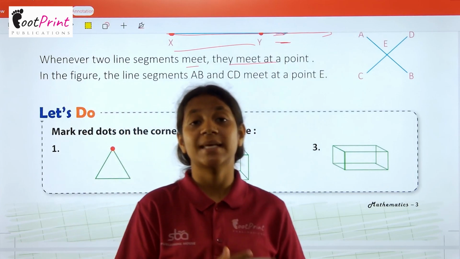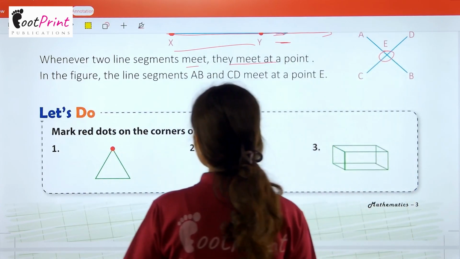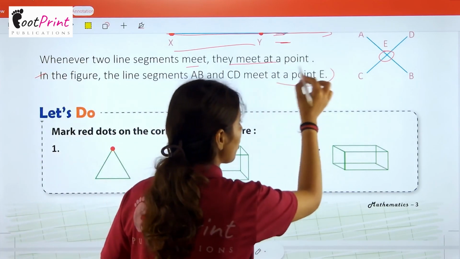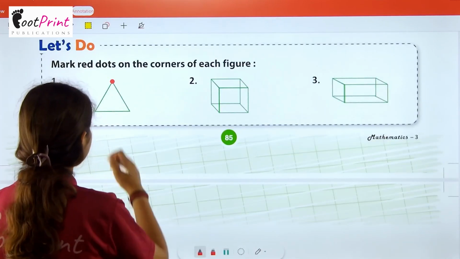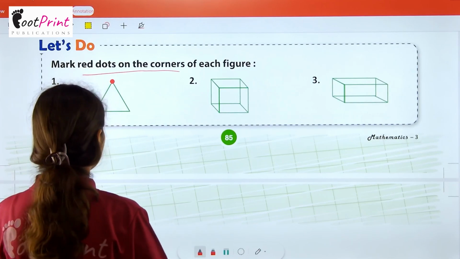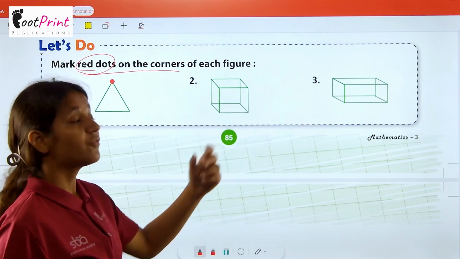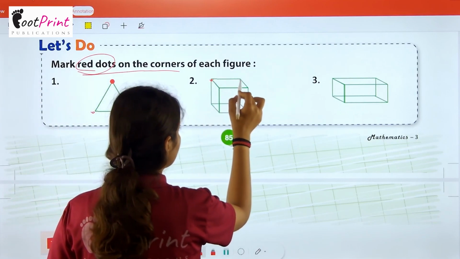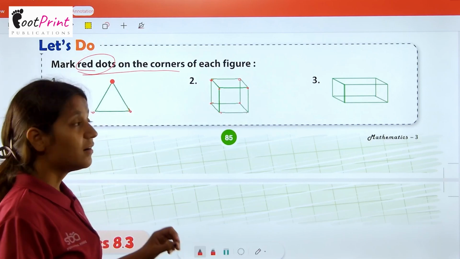Now whenever two line segments meet, they meet at a point. जब भी दो line segment meet करेंगी, intersect करेंगी, we will see that they are meeting at a point only. Now in the figure, the line segments AB and CD are meeting at a point E. Okay. Let's do: mark red dots on the same corner of each figure. So हमें क्या करना है? हमें red dot बनाना है हर एक corner पे, हर एक figure की. So here, now here and here. So here and this and this. So you have to identify the corners and then you have to make a red dot there.